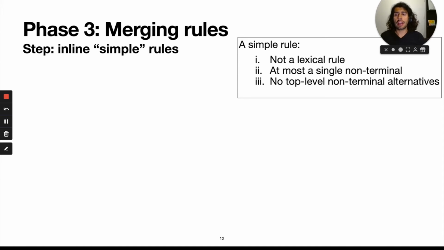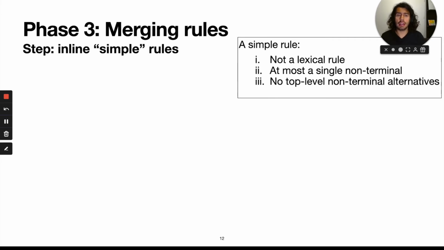Now let's have a look again at some of the merging rules that we define. The first one is inlining simple rules. We define simple rules as a production rule that is not a lexical rule. It has at most a single non-terminal but arbitrary number of terminals. And finally, it's not a top-level non-terminal alternative.